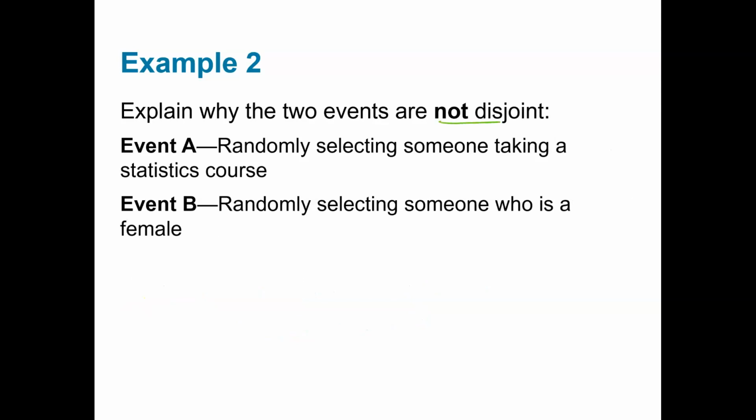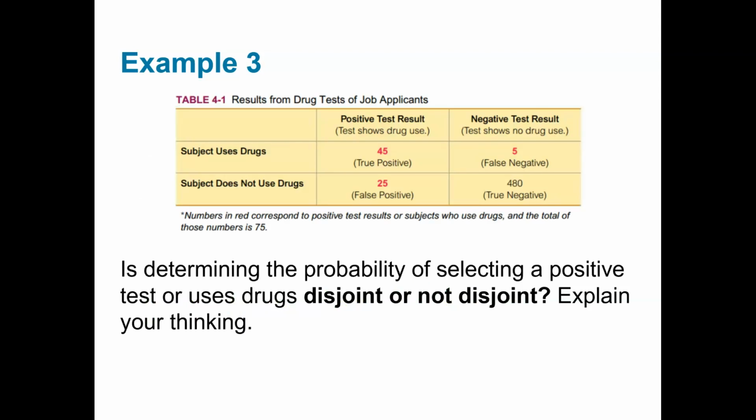Now, these are not disjoint. Randomly selecting someone taking a statistics course and randomly selecting someone who's female, there is overlap here because someone can be both in stats and female. And so that kind of gives you an example of not disjoint and disjoint. Let's look at another example.